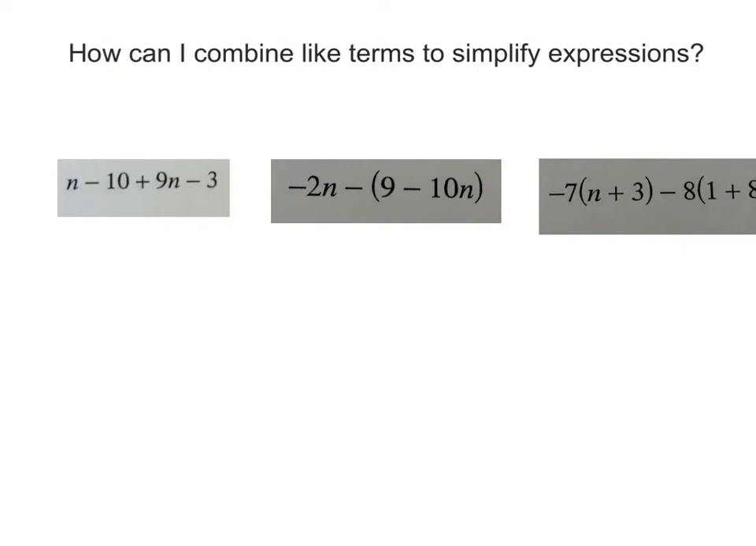In this lesson, we're going to answer the question, how can I combine like terms to simplify expressions? I'll be showing you 3 examples, and you can take 3 column notes with each one of these examples, showing you how to simplify them by combining like terms and using some other properties with adding and subtracting integers along with the distributive property to simplify them.